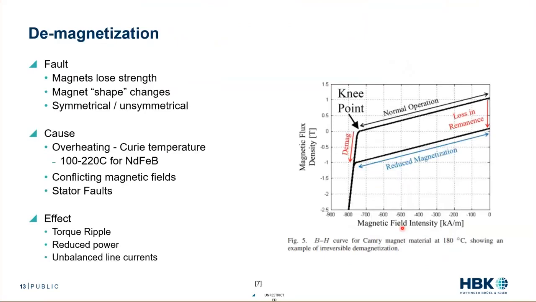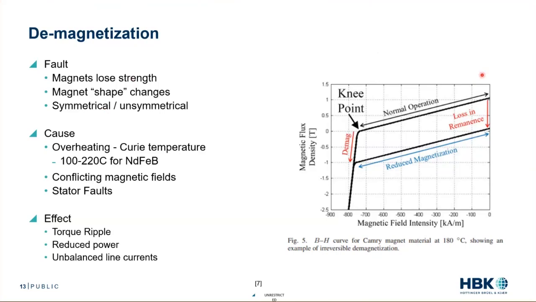All right, demagnetization. I think this one's pretty fun. So the fault is that the magnets lose their strength, or that the magnetic shape changes. So let's say I want my magnet shape, like how I see the magnet flux in the air gap, to be a sine wave, and now it's kind of a pump wave. Like that would be changing the magnet shape. The flux profile doesn't look how we expect it. And these can be symmetrical, where all the magnets are demagnetized equally, or asymmetrical, where one magnet is demagnetized more than the others.